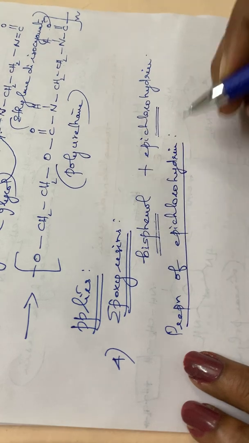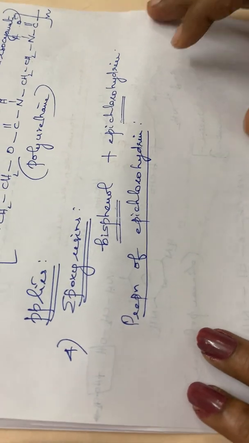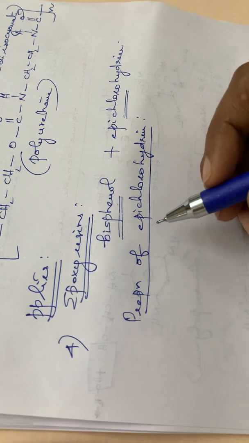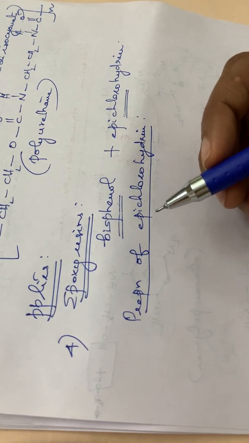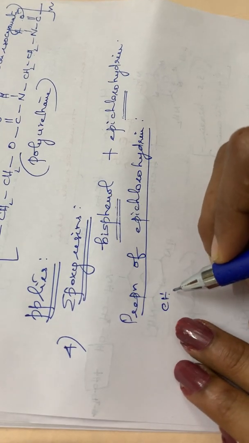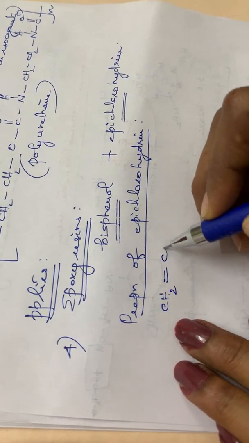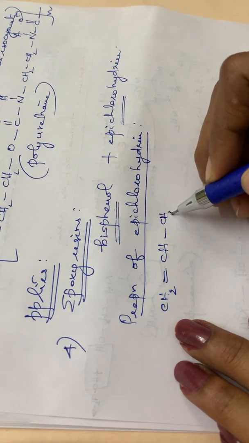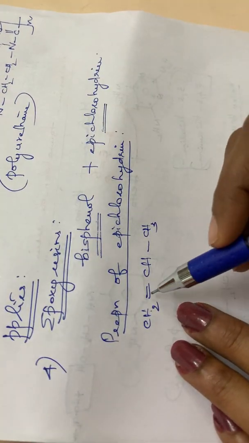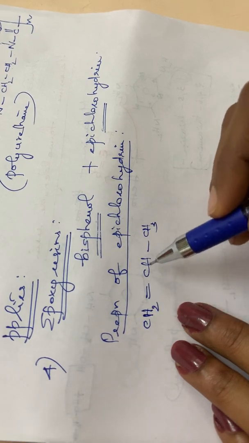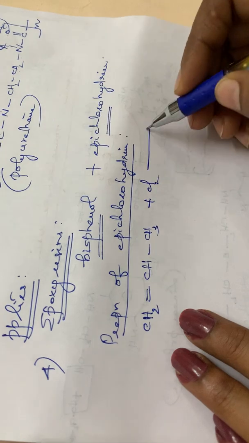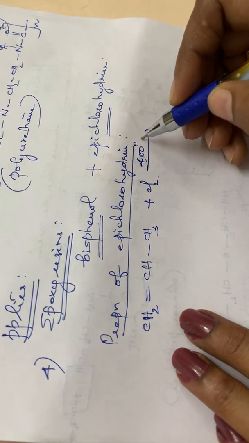Preparation of epichlorohydrin. An unsaturated compound is taken at the start of the reaction for preparing epichlorohydrin. So I am taking one alkene, that is CH2=CH-CH3. What is this compound? This is propene, isn't it? With a double bond, CH2=CH-CH3, plus chlorine molecule at 400 degrees Celsius.